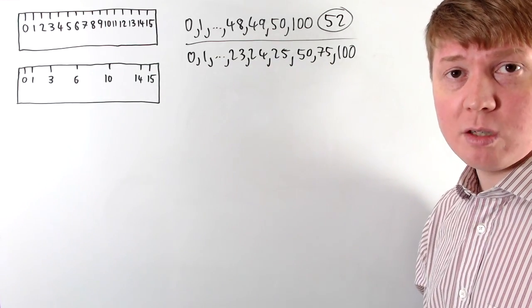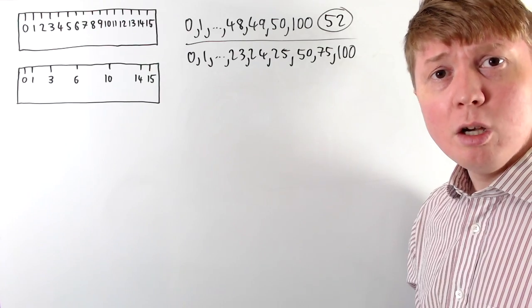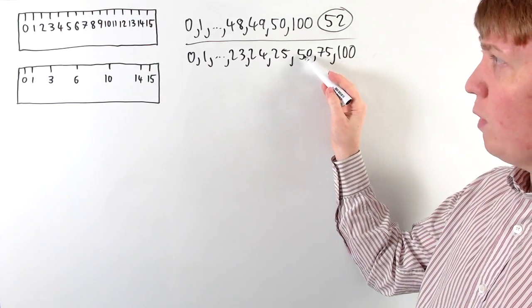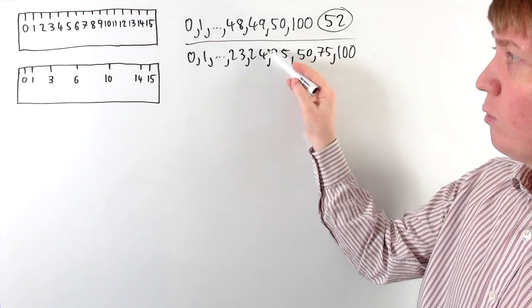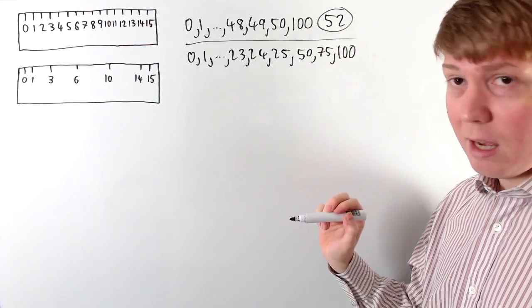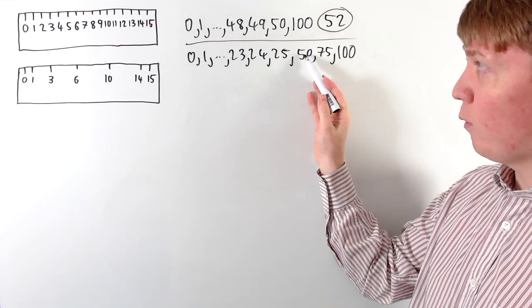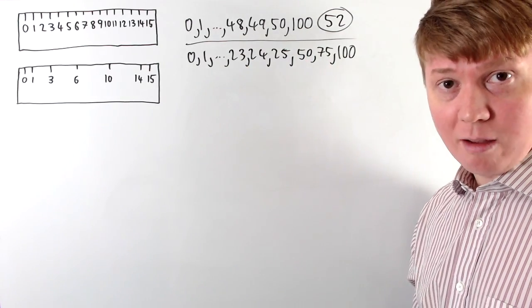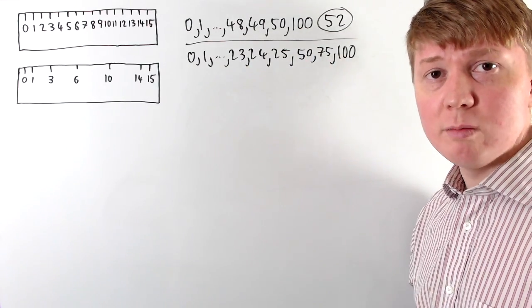Then if we want to measure something from 26 up to 50, we measure backwards from 50 now. So we can do 26 from 50 down to 24. We could do 27 from 50 down to 23, and so on all the way up to 50, where you go from 50 down to 0. So we've measured everything from 0 to 50.